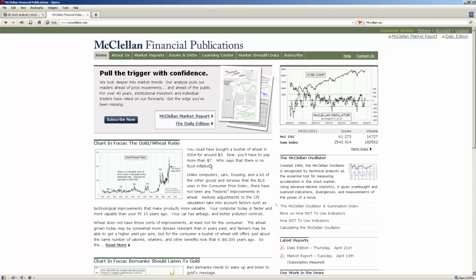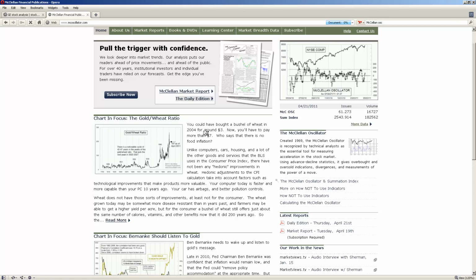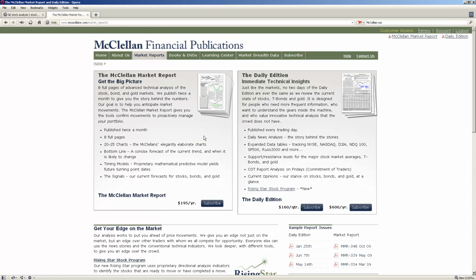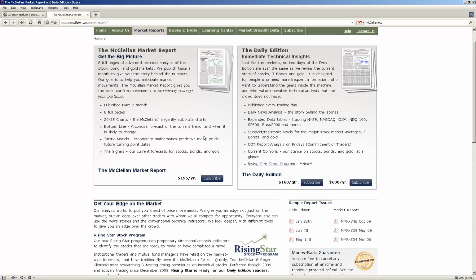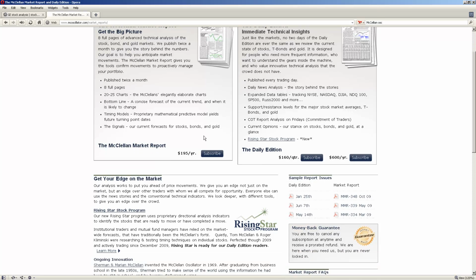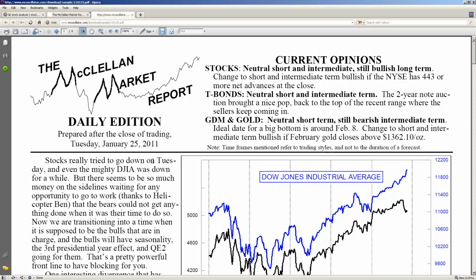I'm going to show you what one of their reports looks like. I'm not going to pull up a recent one because that wouldn't be right. A, it's not right, and B, it's copyrighted. But this is what a sample one looks like. And in my case, I noticed they come in about 8:30 every night, every market night, and he goes over stocks, T-bonds, and currently gold and silver, not this GDM.